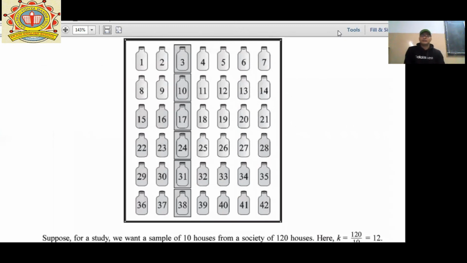Now look at this, 1 to 42 plastic bottles. Here from 1 to 7 we have selected one, 8 to 14 we have selected one, 15 to 21 again we have selected one. So in this type of selection, we can select any one bottle from this chronological order.